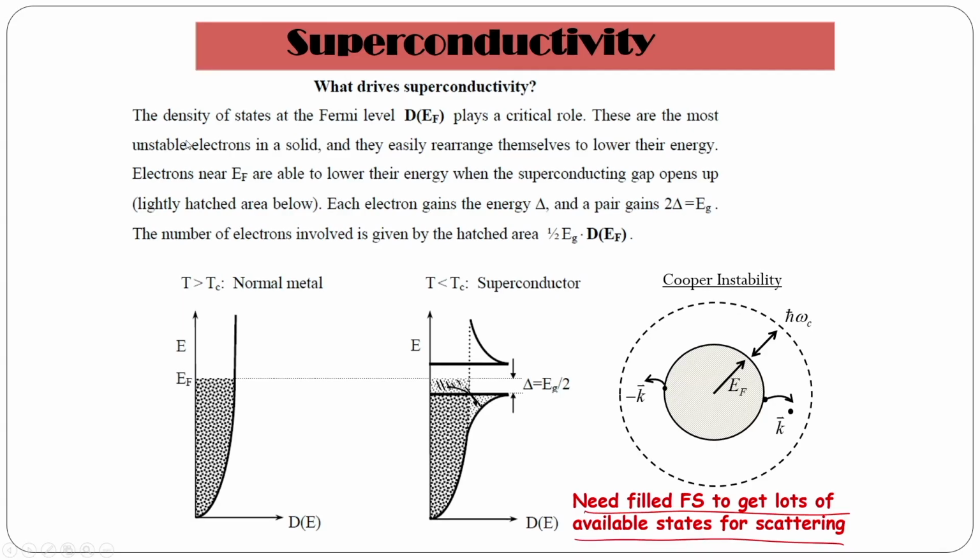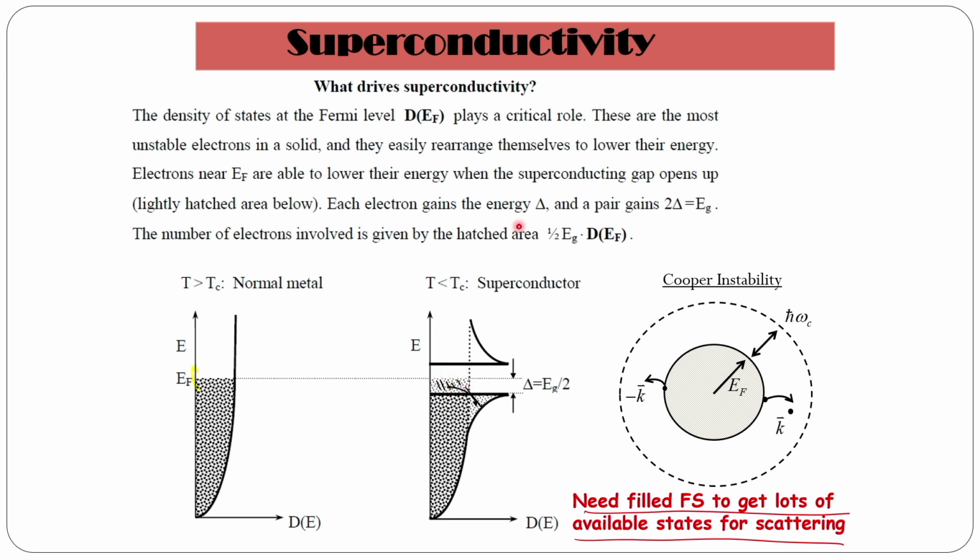So, the density of states at the Fermi level, we can denote it by D(EF), plays a crucial role. These are the most unstable electrons in a solid, the ones that are here. These are the most unstable electrons, and they easily rearrange themselves to lower their energies, so the electrons near the Fermi level are able to lower their energy when the superconducting gap opens up. That is this area that you see here.